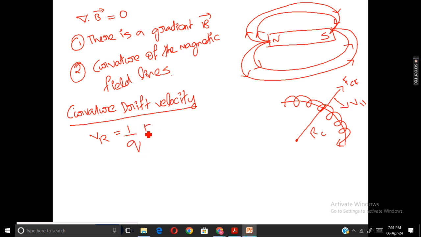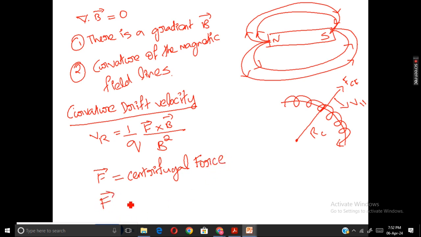So this is basically the general equation for drift velocity: F cross B by B square. Now here F is the centrifugal force. It is basically m v square by r, we know. So here it is m v parallel square by r, and it is acting along the direction of r, which is Rc.